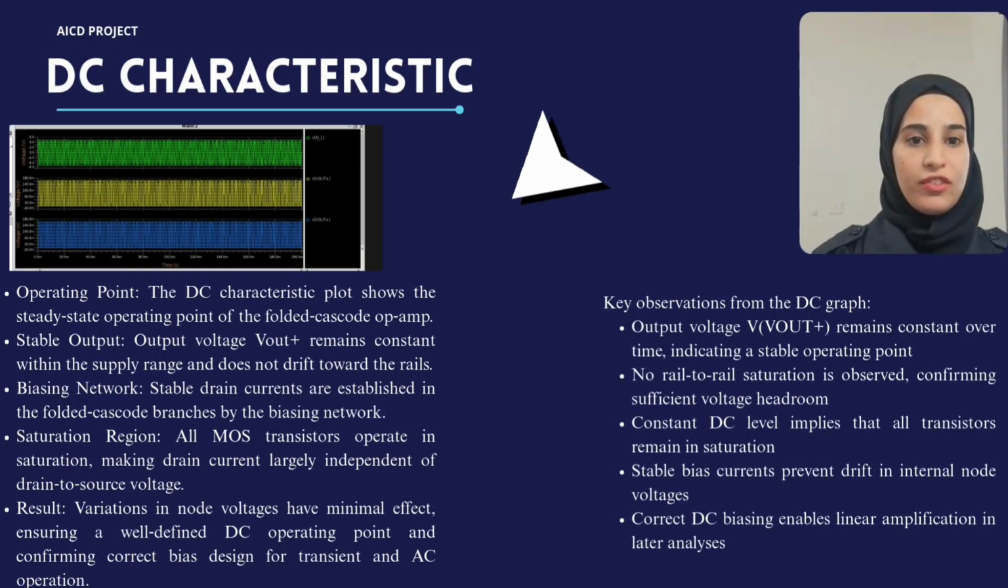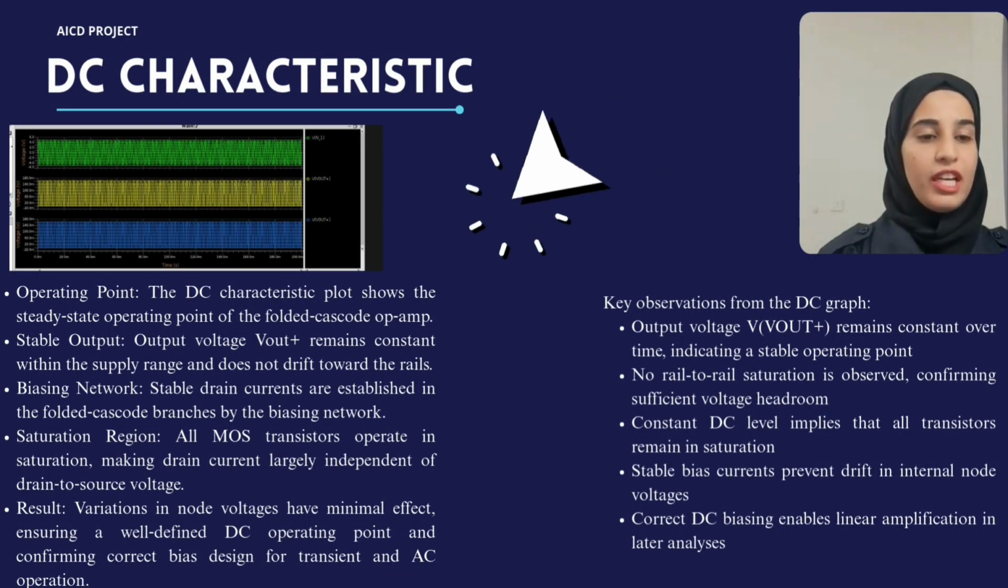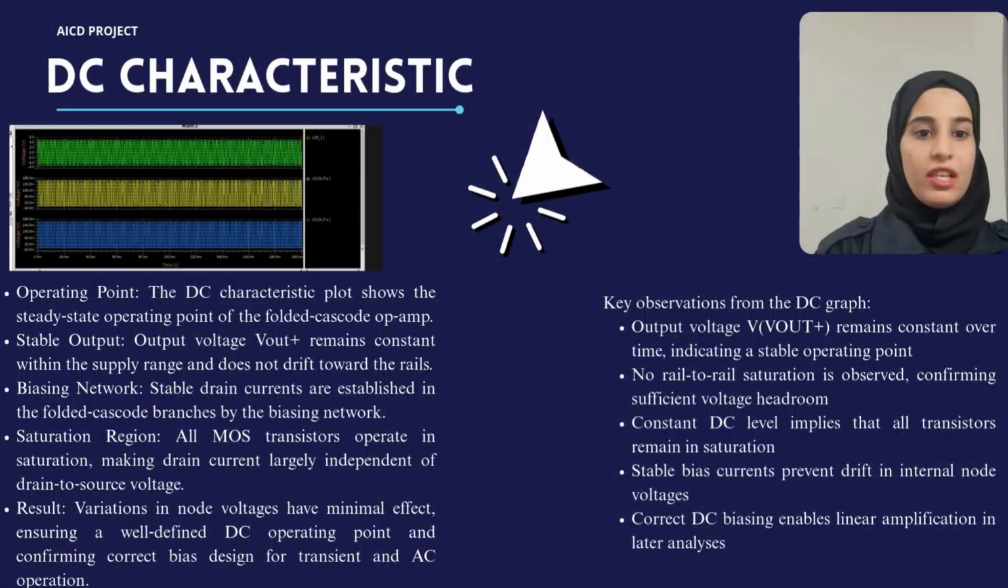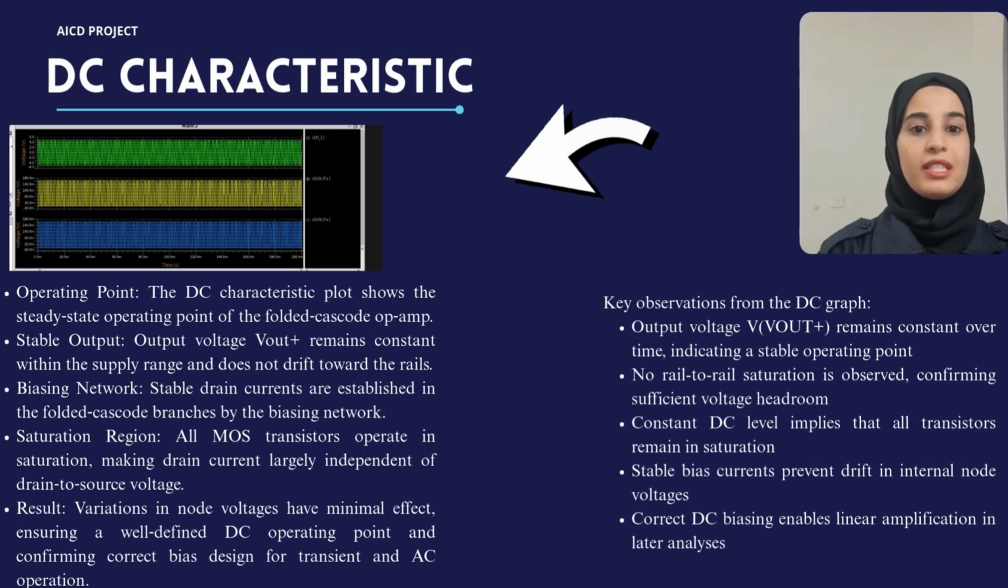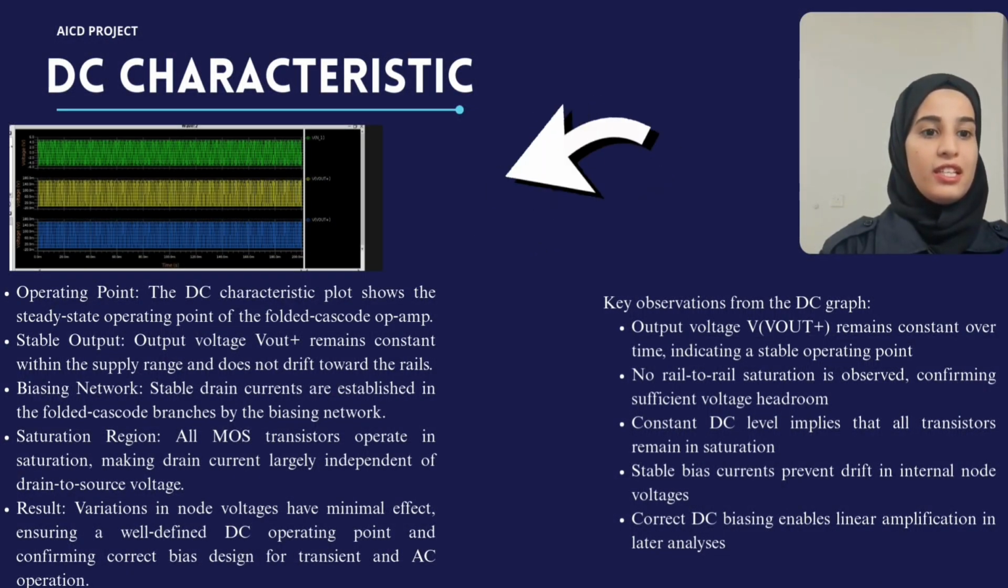So, the key observations from the DC graph. Firstly, the output voltage remains constant over time, indicating a stable operating point. Secondly, no rail-to-rail saturation is observed, confirming sufficient voltage headroom. Thirdly, constant DC level implies that all transistors remain in saturation. Fourthly, stable bias currents prevent drift in internal node voltages. Lastly, correct DC biasing enables linear amplification in later analysis.